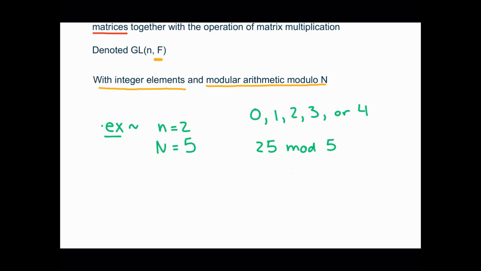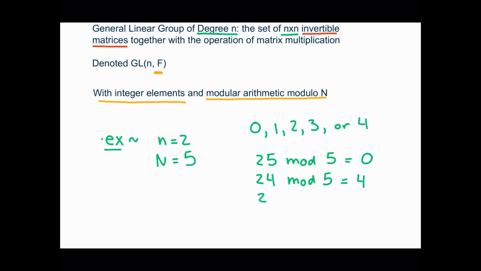5 goes into 25 an even 5 times, so the remainder of this is 0. So 25 mod 5 is equal to 0. Okay, then let's say I try 24. 24 mod 5. 5 divides 24 evenly only 4 times, and then I get a remainder of 4. So 24 mod 5 is equal to 4.